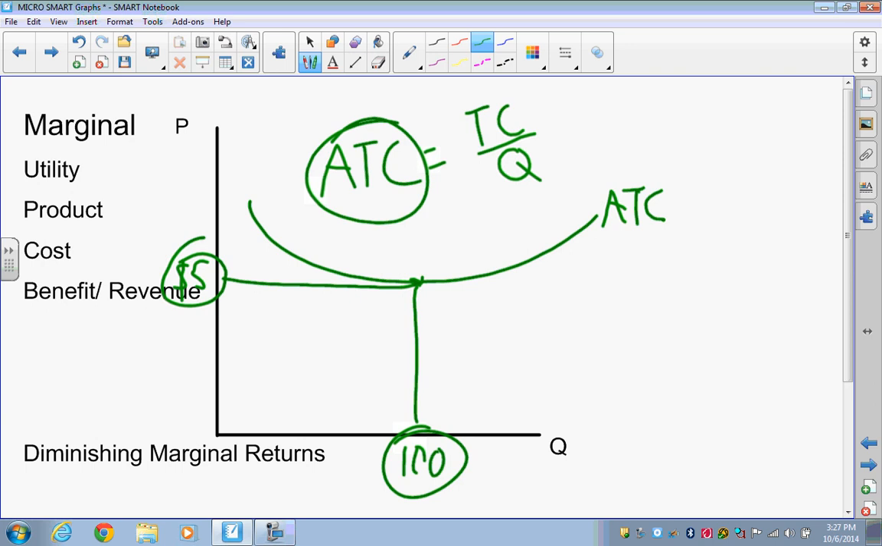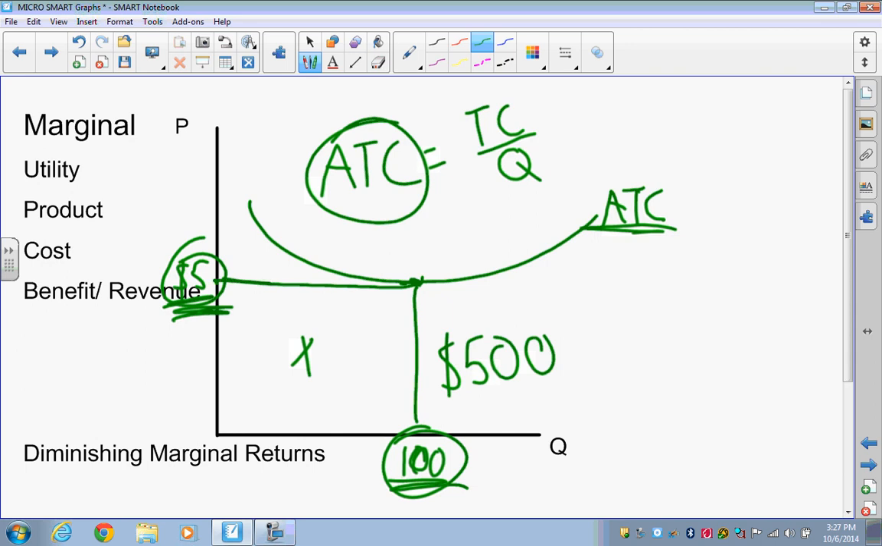No, this is the average total cost right here. So the average total cost for making 100 here is $5. Total cost? How do I get my total cost? You get 100 times 5. And if I multiply, I go, well, my total cost was $500. Okay? So you can work backwards when we get to the total cost.